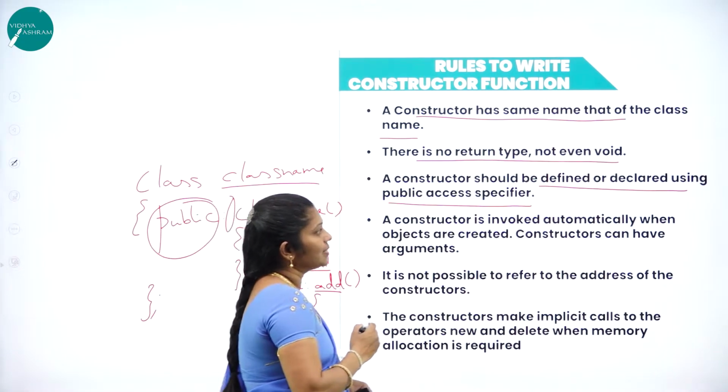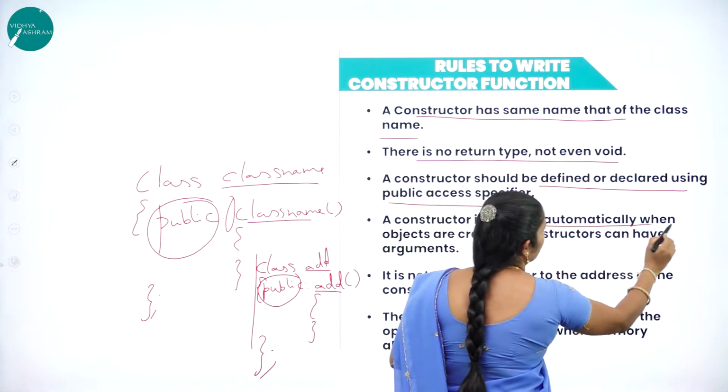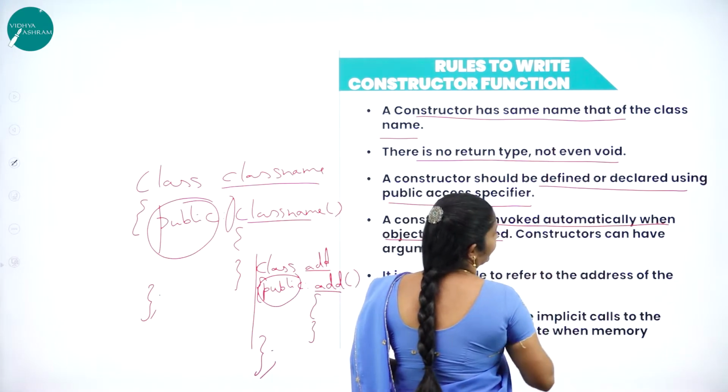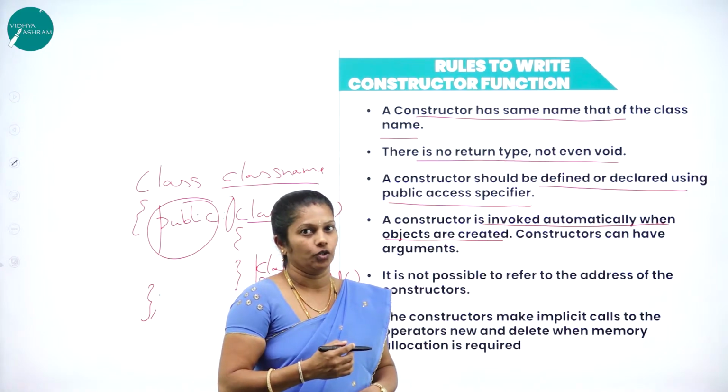Then, a constructor is invoked automatically. Usually it will be invoked, invoked meaning called, automatically when objects are created. Automatically this will be called when we want to create an object of a class.